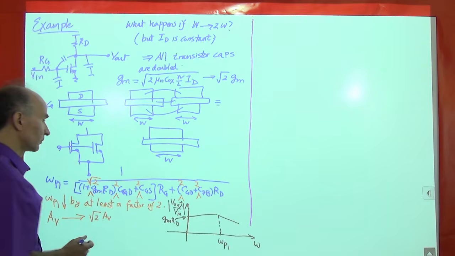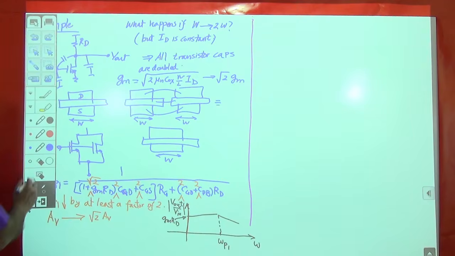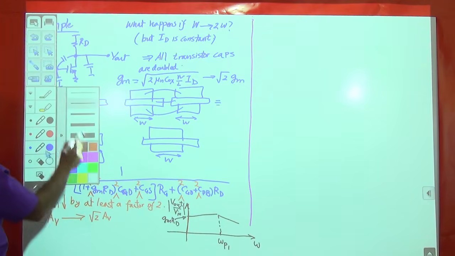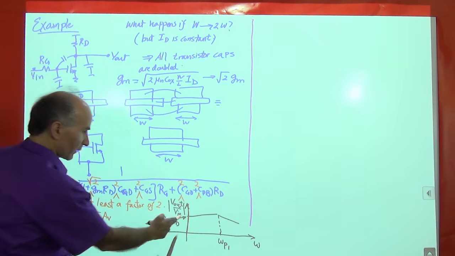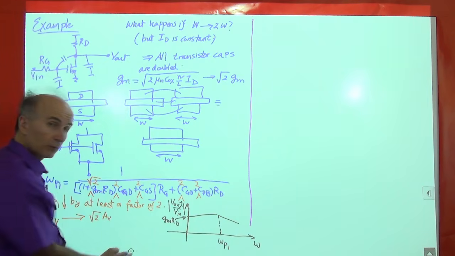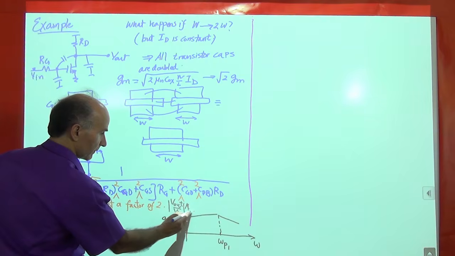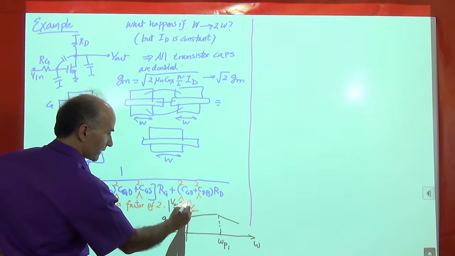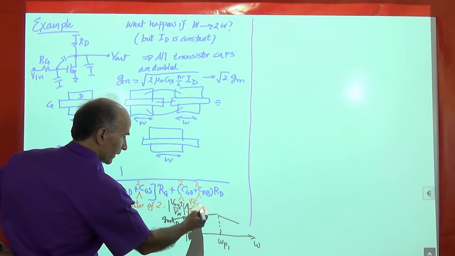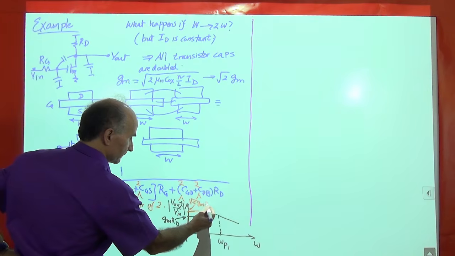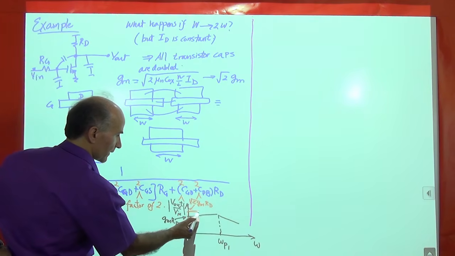Now, I use this orange color to show what happens after I doubled the width of the transistor. So, we see that the low frequency gain goes up by square root of 2. So it goes up here. So this value is now square root of 2 times the GMRD.